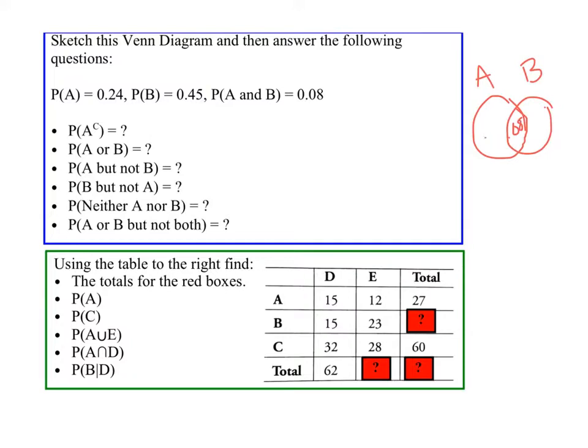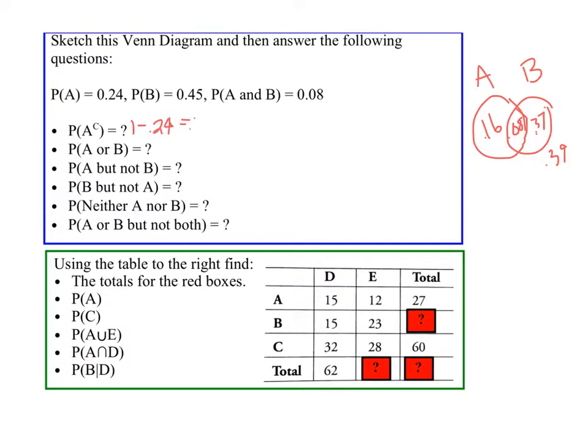of A alone is 0.16, and the probability of B alone is 0.37, because, of course, they have to add up to be 0.24 and 0.45, respectively. So what's left over when we add those things up is 0.39. I always like to write down what's left outside. All right, so what's the probability of A complement? Well, it's the probability of not A, so 1 minus the probability of A.